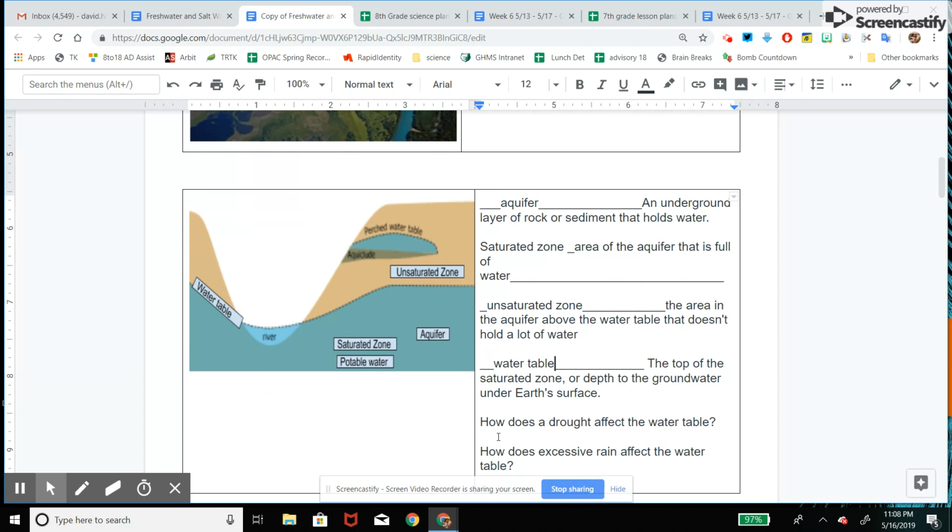Okay. How does drought affect the water table? If there's less rain, there's going to be less. So the river's going to be lower. The water table will go down. Table will be deeper. This is what we talked about before: if you're going to dig a well and this is your aquifer, on a normal time, you would dig the well deep down into the saturated zone to ensure during drought times that you would still have water at your house.